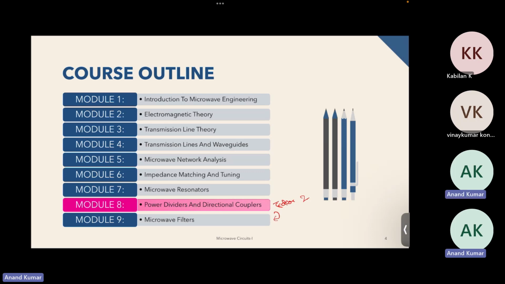So today and next class we'll try to finish power dividers and couplers. Today we'll finish power dividers, and the next class we'll do directional couplers.